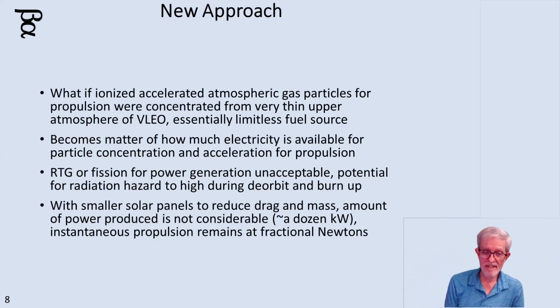But you need a lot of electricity, because it takes more electricity to accelerate oxygen and nitrogen than it takes to accelerate argon, xenon, or krypton. You need a lot of electricity, which takes you back to the Achilles heel: now you've got to have large solar panels to get the electricity. Well, why don't you just put a fission reactor or a radioisotope thermoelectric generator, like they use on deep space probes, on one of these very low Earth orbiting satellites?